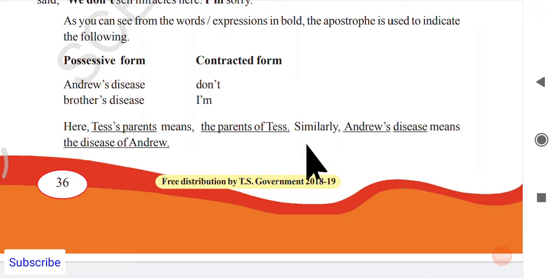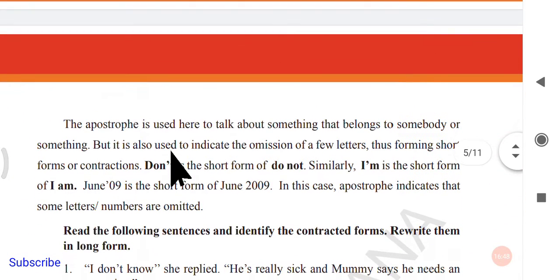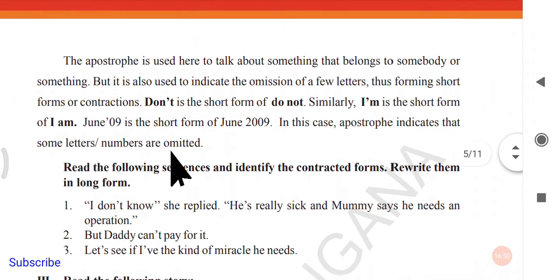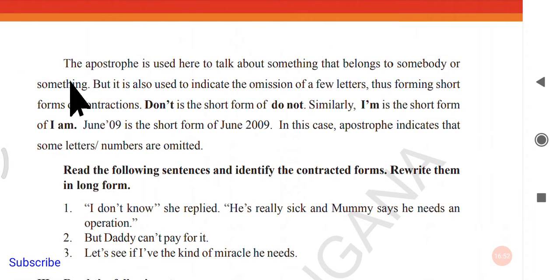Okay, next, similarly, Andrew's disease means what? Tell me without seeing there. Of course, the disease of Andrew. Okay, next we are moving to the exercise here. Very good. So the apostrophe is used here to talk about something that belongs to somebody or something.